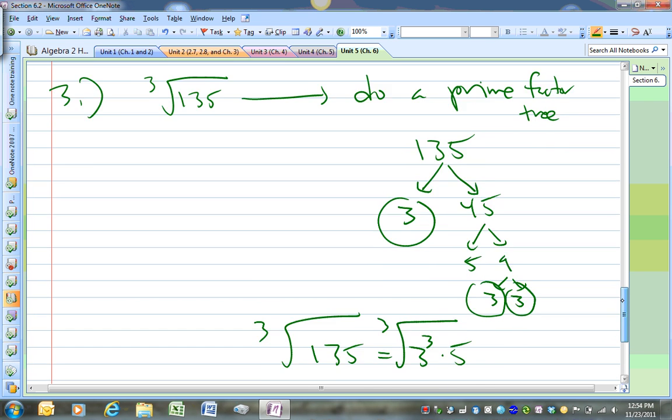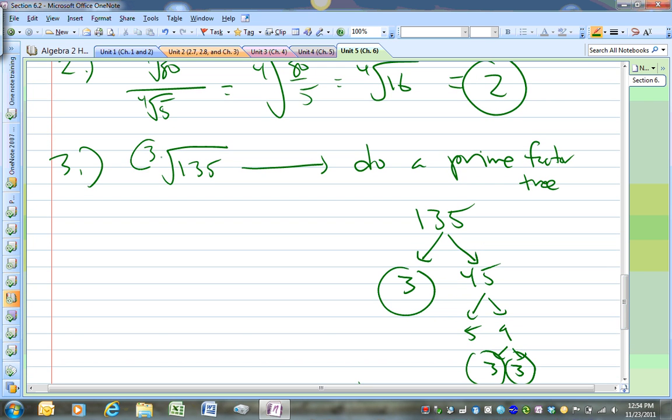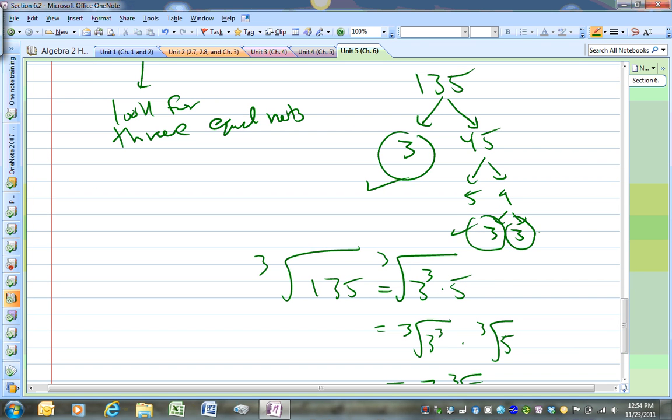So instead of square rooting, we're cube rooting, so now we're looking for 3 equal roots, which we had here with the 3, the 3, and the 3.